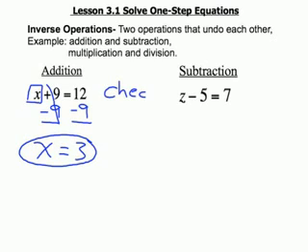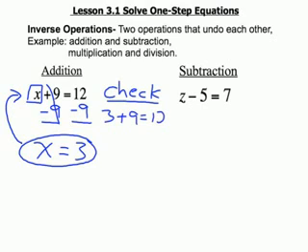Now we must check to see if our answer is correct. To check to see if 3 is a solution, we take 3 and substitute it in for x in the original problem. So we have 3 plus 9 equals 12. 3 plus 9 is 12, and 12 equals 12. So 3 is a solution.